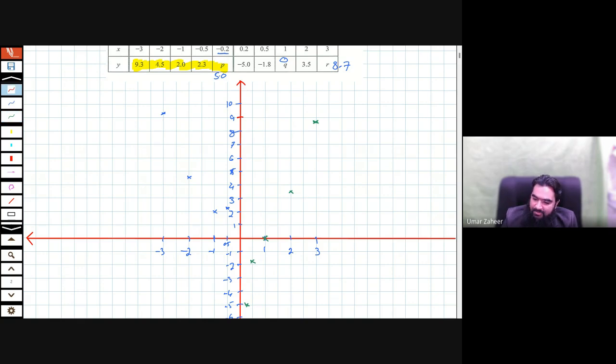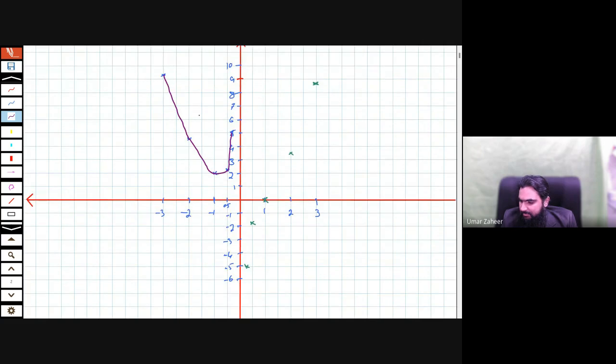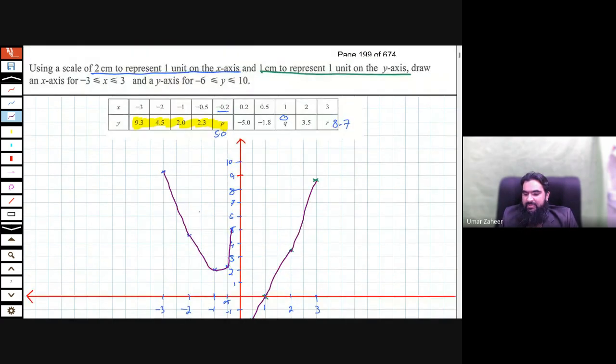Now we have to make the graph. So just meet the values. When you are making a graph, make sure you make a smooth curve. Right? You don't have to make it like this. You must make a smooth curve. Now the next part is going to be here. So we have drawn the graph.